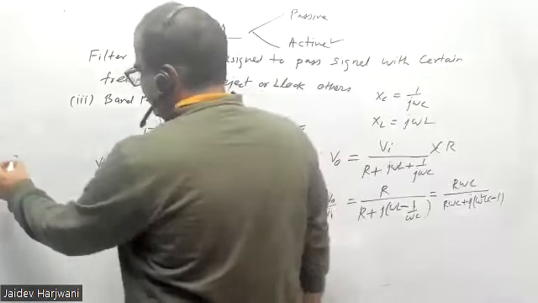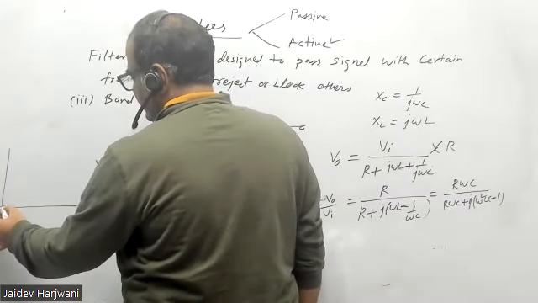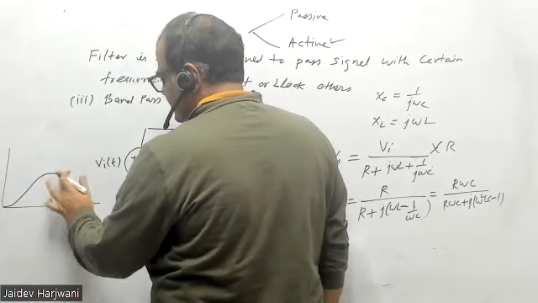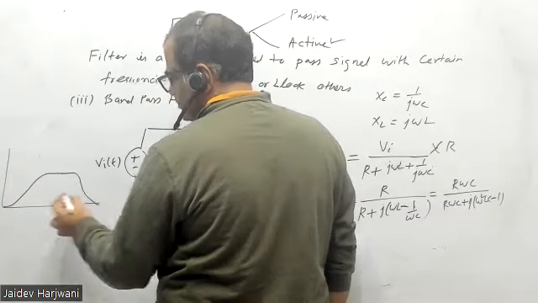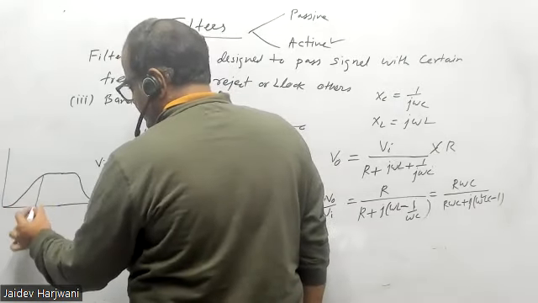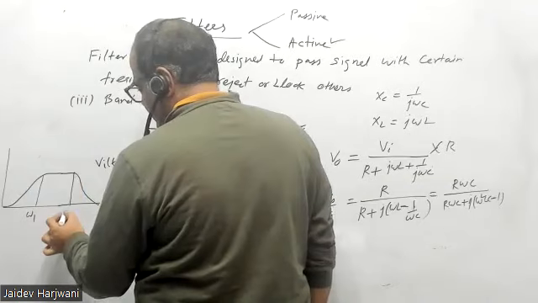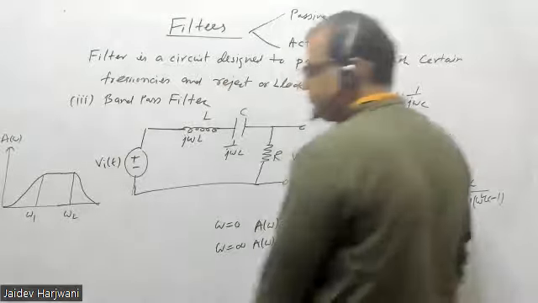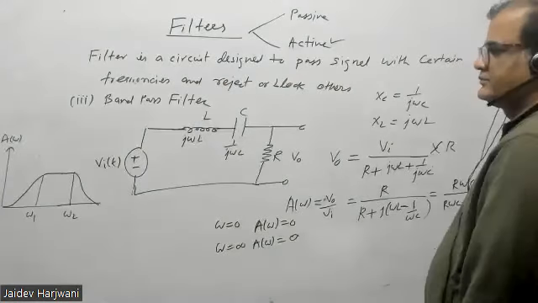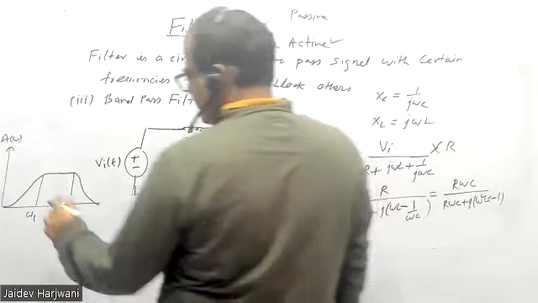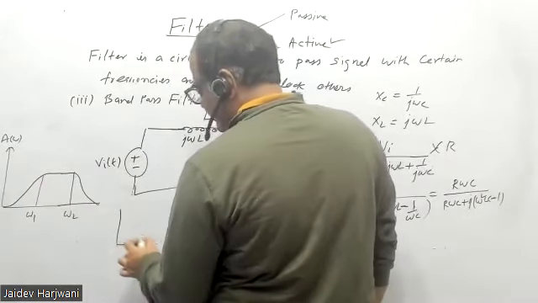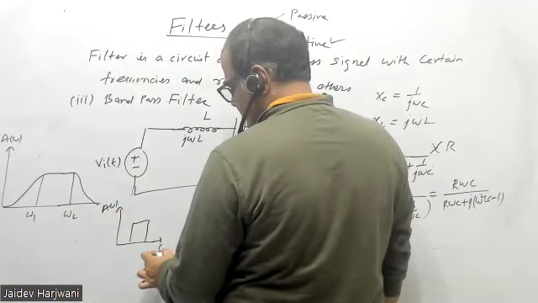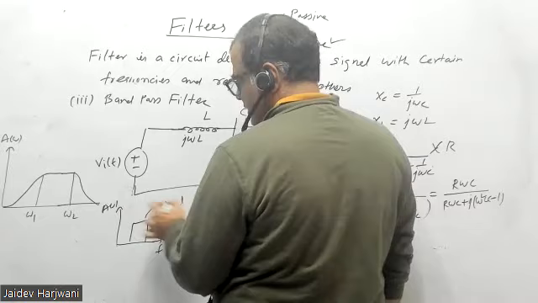So this type of filter will give you a value graph like this. For low frequency it is 0, for higher frequency it is also 0. So this is your omega 1, omega 2. So it will only pass a band. It will pass only a band. This is the ideal one, and if I do not draw the ideal, it will be like this. This is the practical.